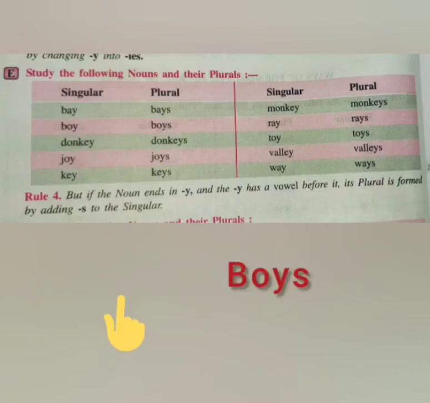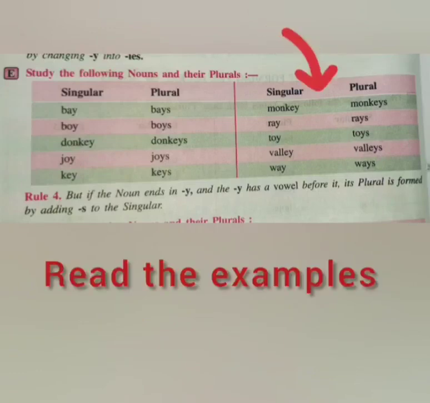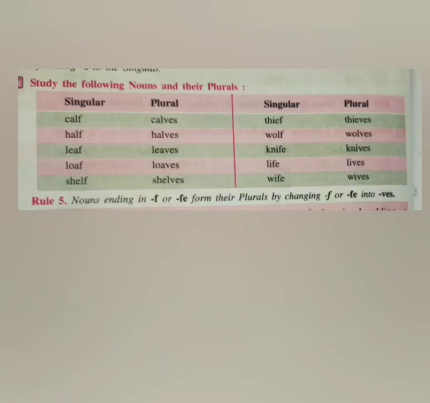We can see some more examples. Monkey, monkeys. Toy, toys. Valley, valleys. Way, ways. So students, this is how we have to change our singular into plural, okay? Students, now let's see rule number 5.